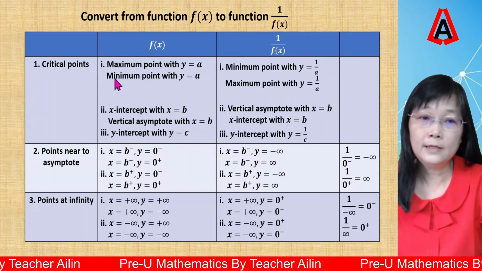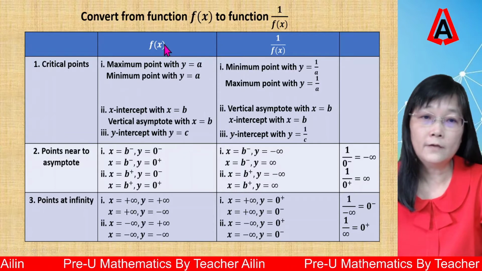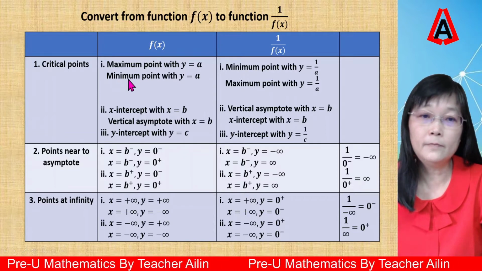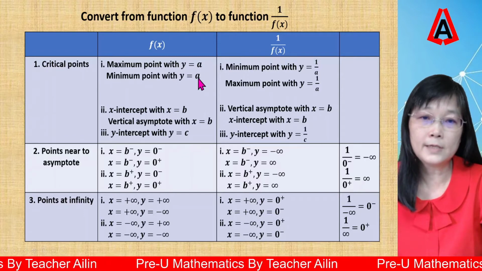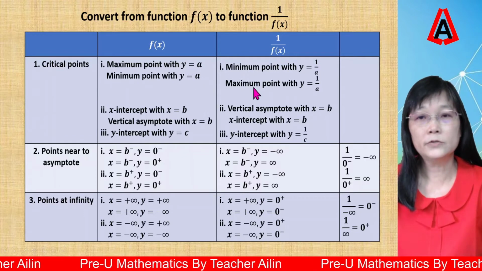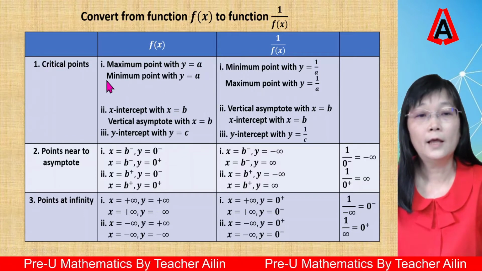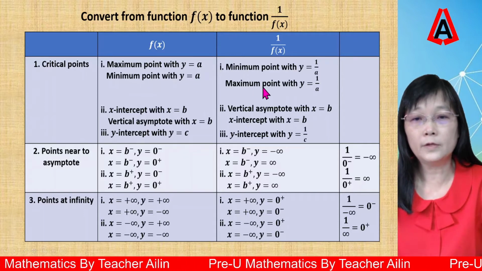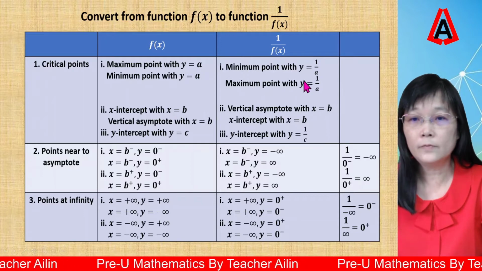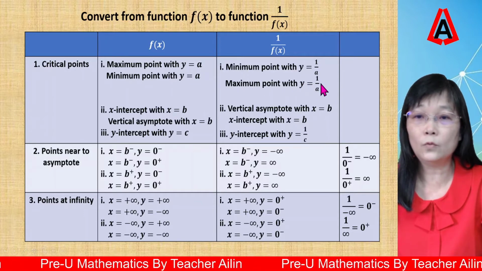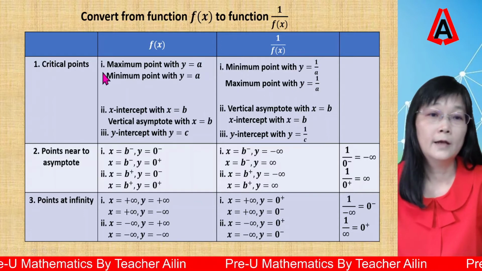And similarly, if the function f of x has any minimum point with the minimum value y equals a, when converted into the reciprocal function, this minimum point will become a maximum point, but the value of the maximum becomes 1 over a.